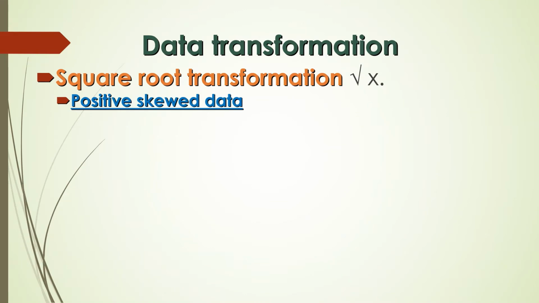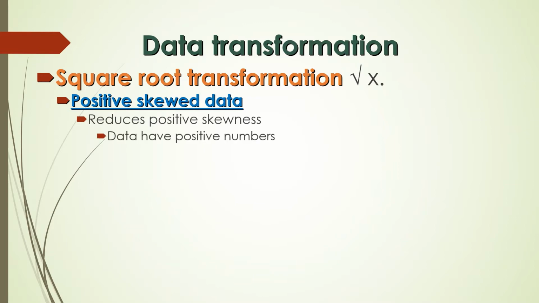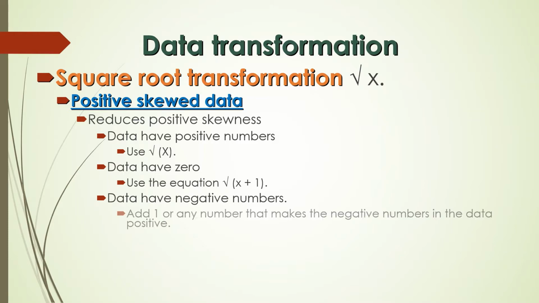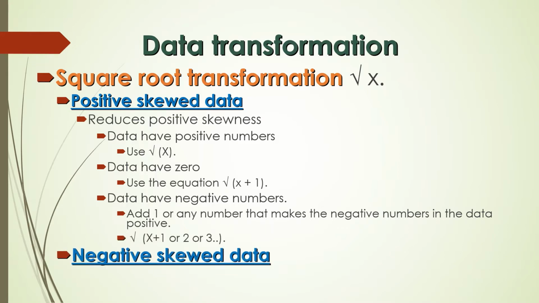So again, the situation repeats itself here. If you have positively skewed data, using a square root can reduce the positive skewness. If your data are positive, then you use the square root of x. If your data has a 0 in it, again you add 1 to every score in your data, and then take the square root. And if your data has a negative number, then you add 1 or more, a number that makes the negative numbers in your data positive.